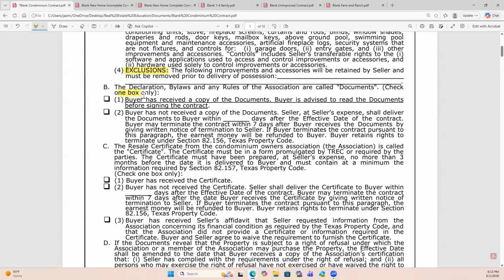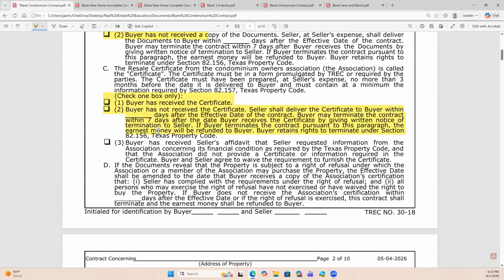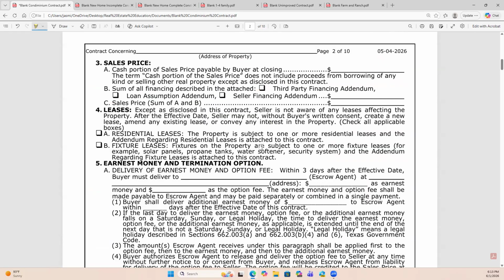This box here is specifically talking about documents from the declaration, all the HOA or condominium documents. Has your buyer received them? Yes or no? Have you done the resale certificate? Now we're down here. Yes or no? This is all condos. This is why this is different.